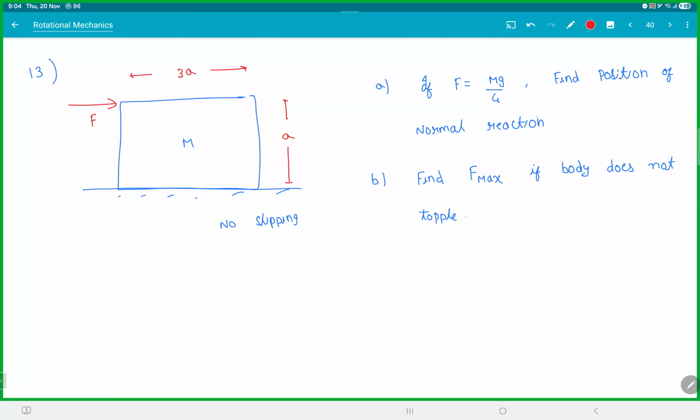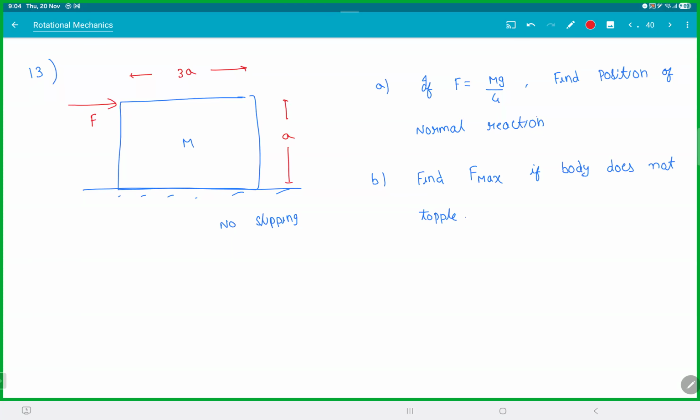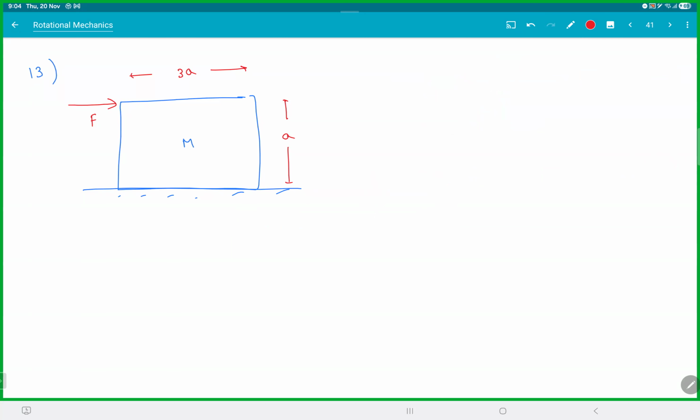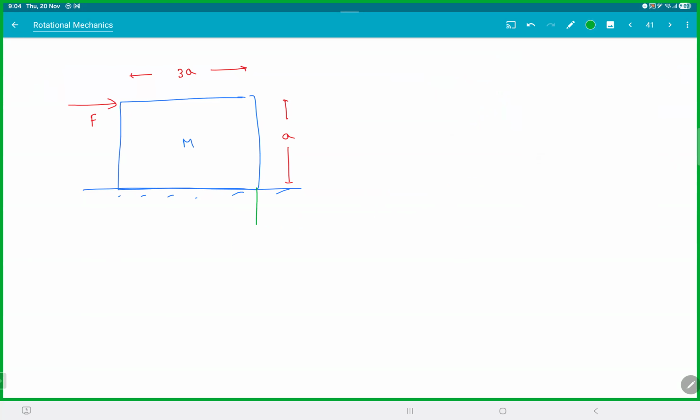Let's see. Step one, draw your FBD. Remember, this is still an equilibrium problem only. You're not doing something new. So what are the forces? Normal reaction, it will be somewhere here. Your weight mg will be here. And remember, there's also friction. Friction will be on the floor. Friction will be everywhere, so I don't know exactly. It's not a single point. This is distance x. Perfect.